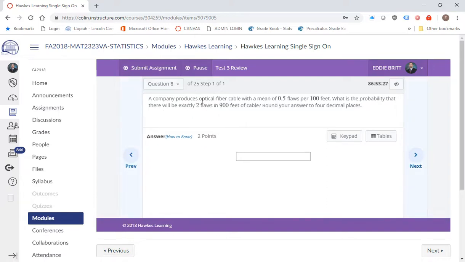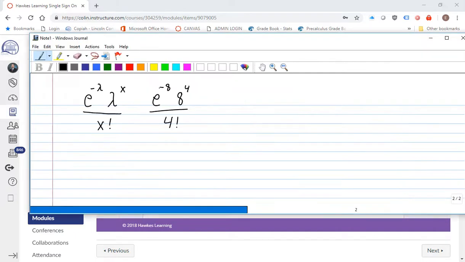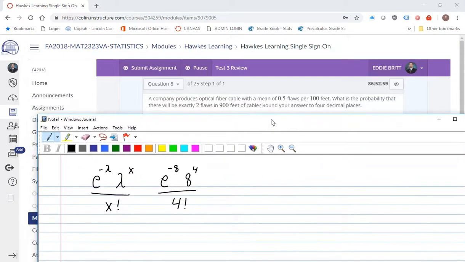Alright, a company produces optical fiber cable, mean of 0.5 flaws per 100 feet. What's the probability there would be exactly 2 flaws in 900 feet? This is another one of those average problems. We're going to use the exact same formula that we used on the last problem. The only difference is it tells us how many flaws there are per 100. And we have 900 feet of cable.